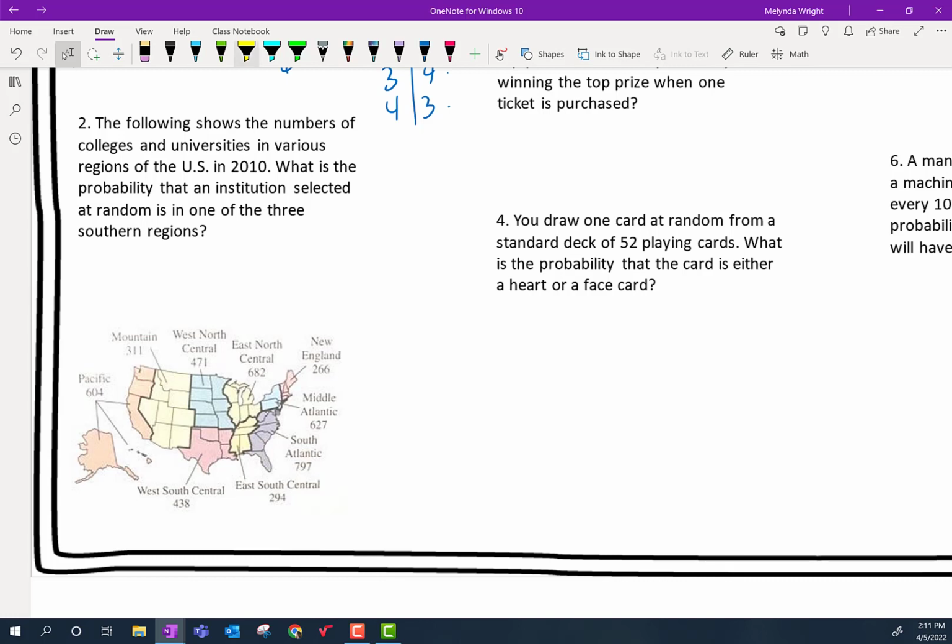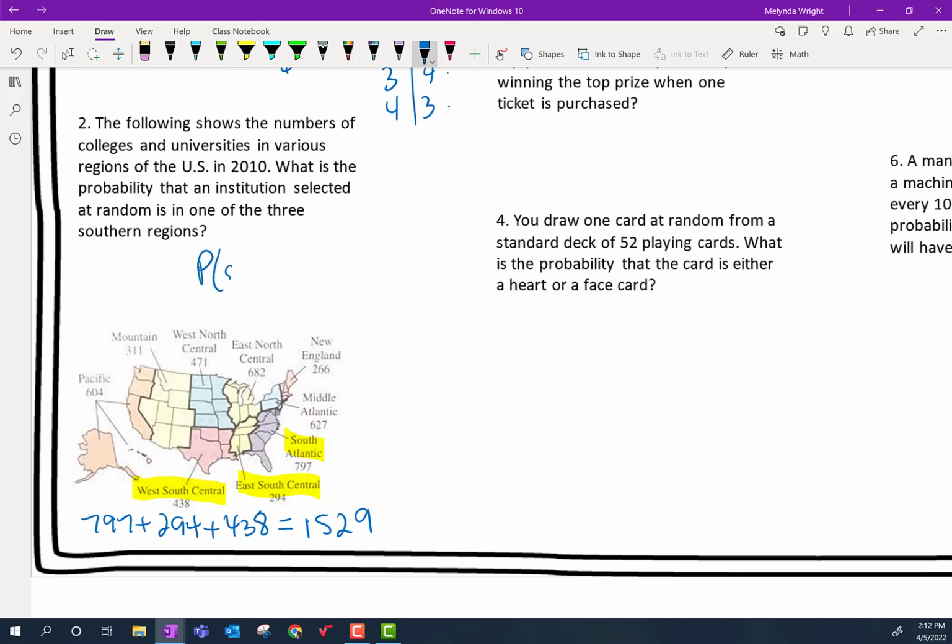So let's identify first which are the southern regions. Let's see, here's South Atlantic, South and South. There's our 3 southern regions. So let's add up those. So 797 plus 294 plus 438. Okay, so let's see, what does that give us? That gives us 1,529.